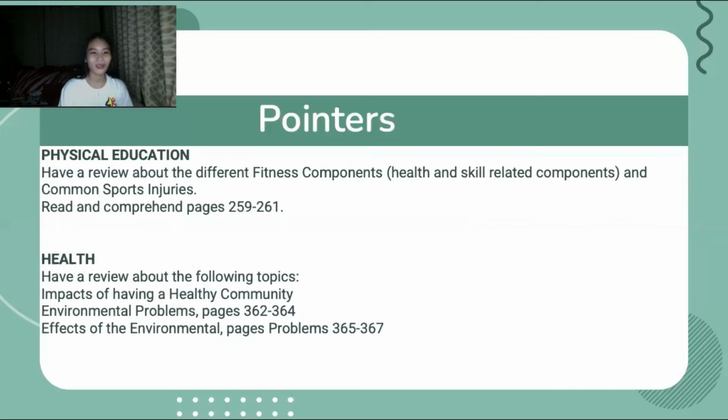Okay, now let's proceed with our physical education. Have a review about the different fitness components. I know this is not new for you because you were in grade 7 and you already studied health and skill-related components. Also the common sports injuries. I indicated the pages there. And also for health, you have to study the impacts of having a healthy community, environmental problems, and effects of the environmental problems. I gave you those pages. I hope you can read that part.